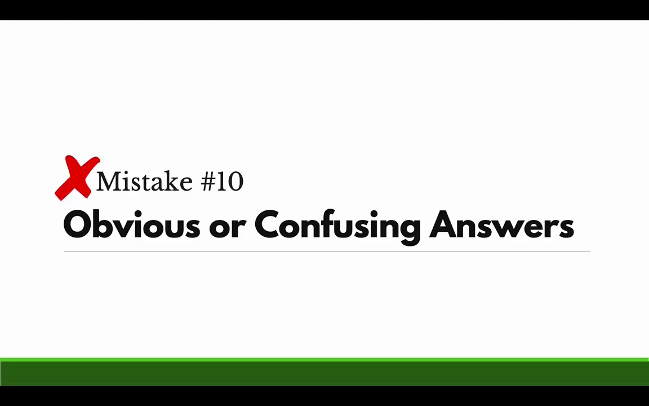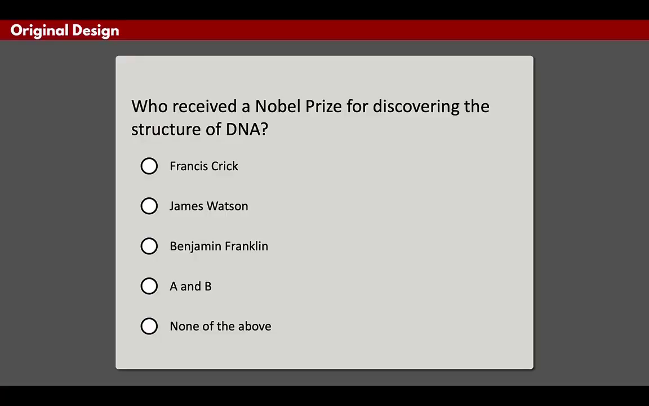Another big problem I see with quiz questions is obvious or confusing answers. So here's an example. We've got a multiple choice question and there are 5 possible answers with radio buttons that you can select. What problems do you see here?